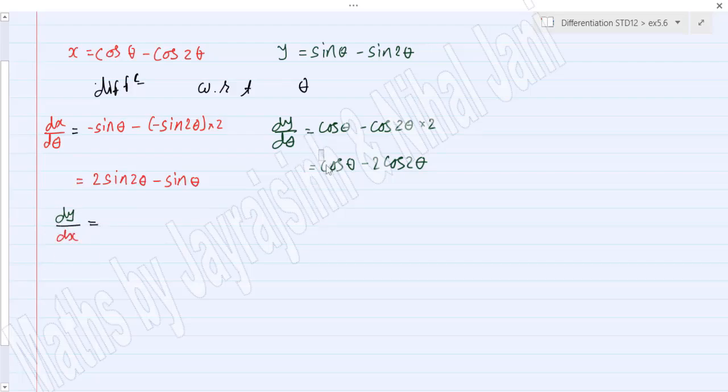In numerator we have to put dy by d theta. So let's put it over here, upon your dx by d theta will go in denominator. So ta-da! You can accept this as your final answer.